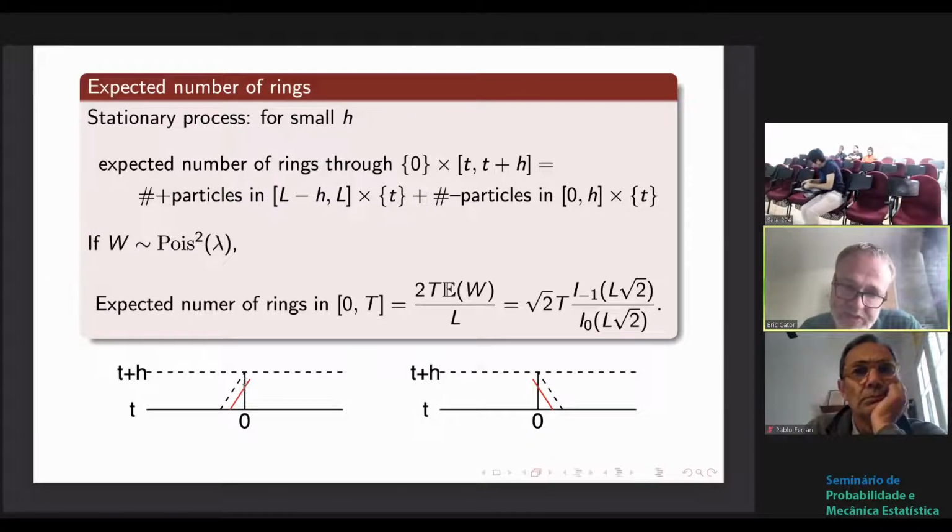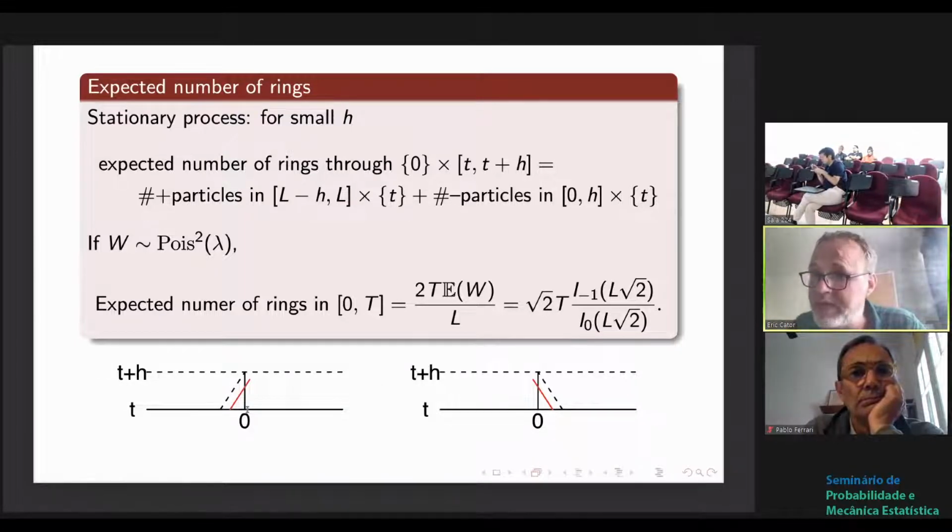Well, as you can see, if you want to have a positive crossing here, that means that if you follow this line, then in this space direction, you should have a positive particle, and that will cross this horizontal line. And of course, here we know the stationary measure, so we can actually calculate the expected number of positive particles in this interval. So that's what it says here.